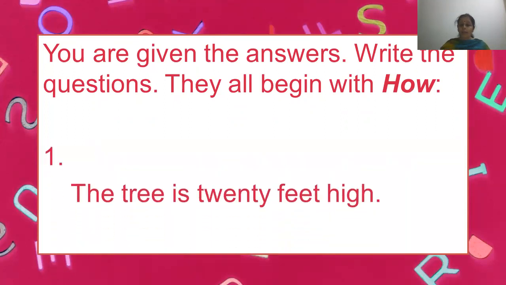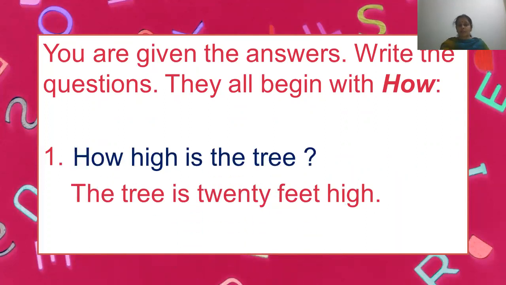The tree is 20 feet high. Okay. So here the answer is 20 feet high. So I have to frame a question such that I get an answer that the tree is 20 feet high. So how should I frame the question? I have to use how and the answer should be 20 feet. So I'll frame the question as how high is the tree? So I get the answer, the tree is 20 feet high. Clear? Shall we move to the next one?